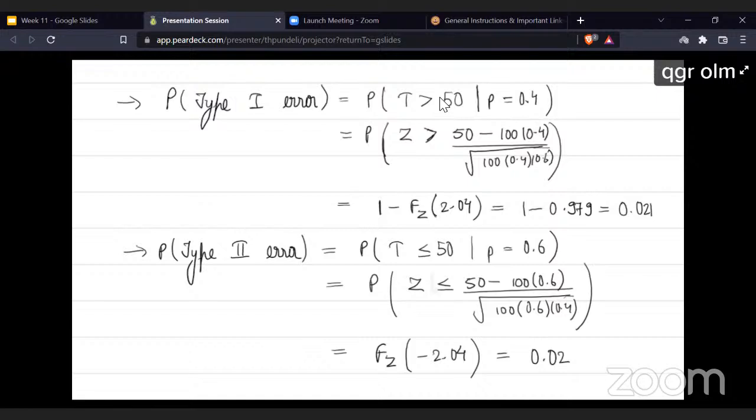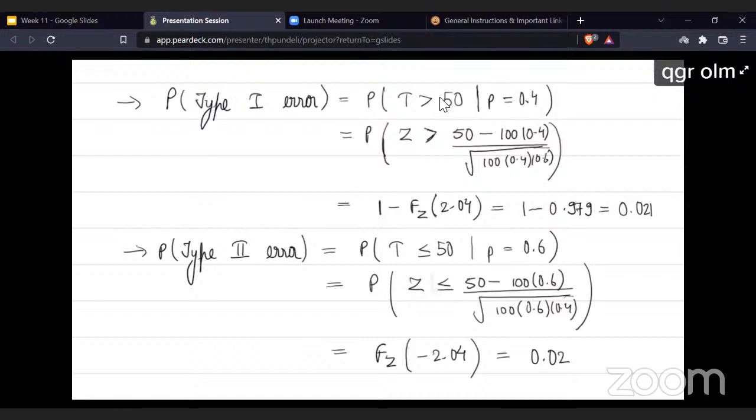If you want to convert this T to the normal form, you have to subtract the mean. So the mean is 100 times p, so 100 times 0.4, divided by the square root of 100 times 0.4 times 0.6, right? So this becomes 1 minus Fz of, if you solve this expression, 2.04. So the probability of type 1 error is 1 minus Fz of 2.04, and Fz of 2.04 is given to be 0.979. So type 1 error is 0.021. This is the type 1 error.